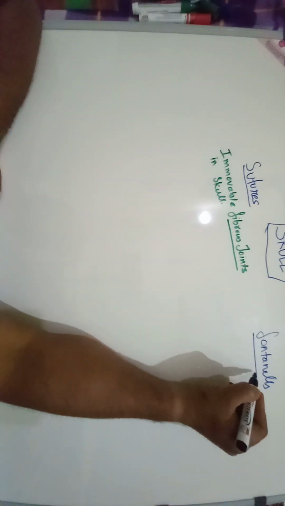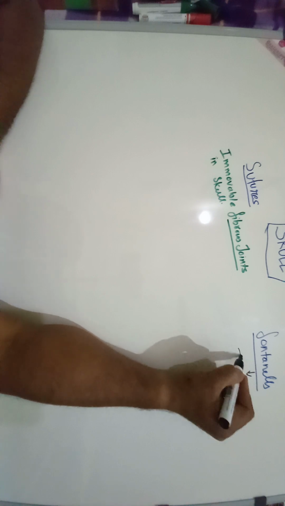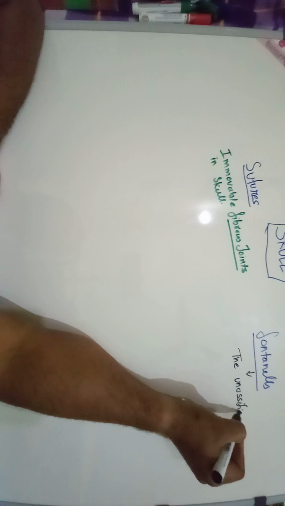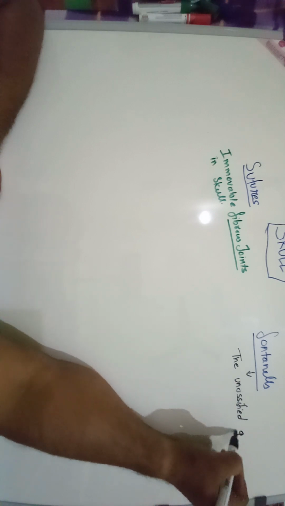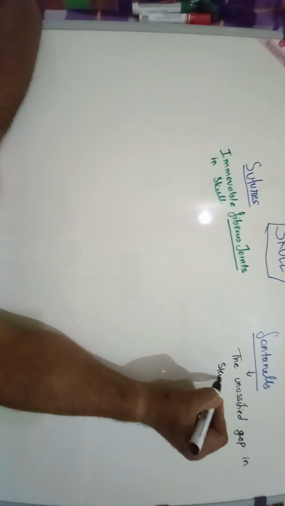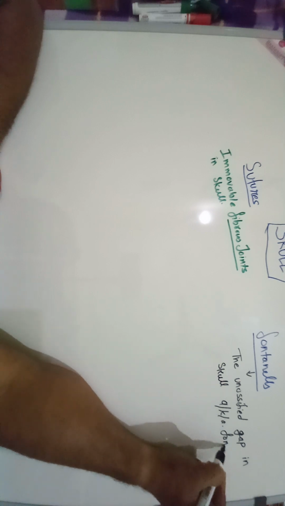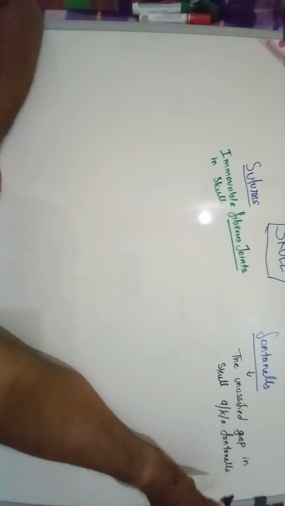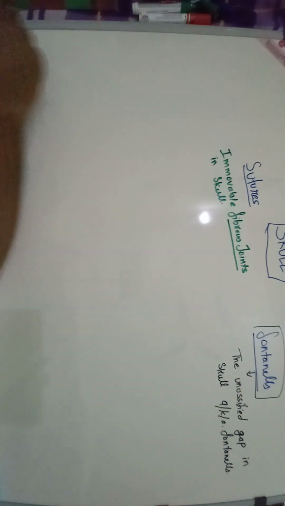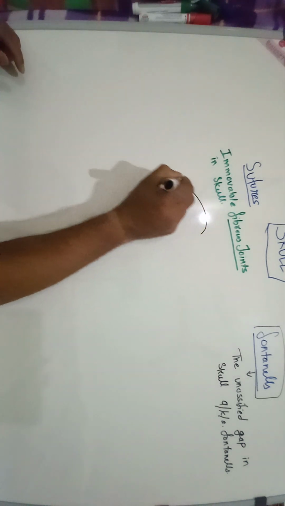And for fontanels, first just write a definition. The unossified gaps in the skull are called fontanels. We will discuss all about fontanels. First we will talk about the sutures, how they are in number and how they are formed.